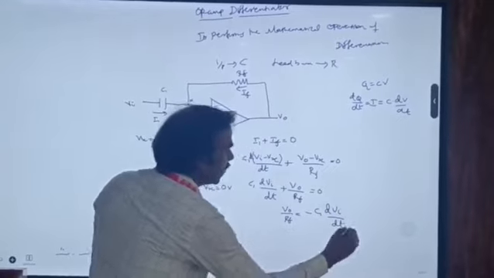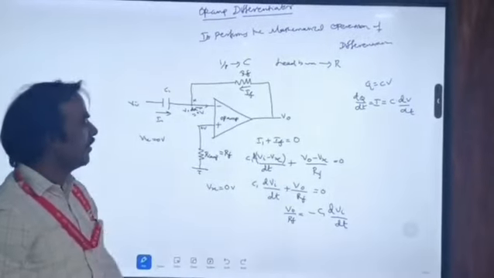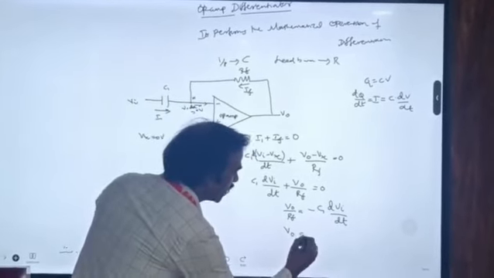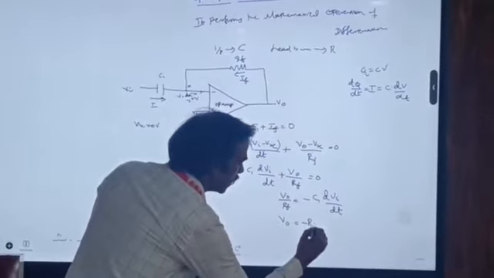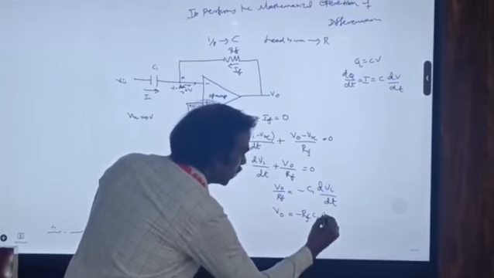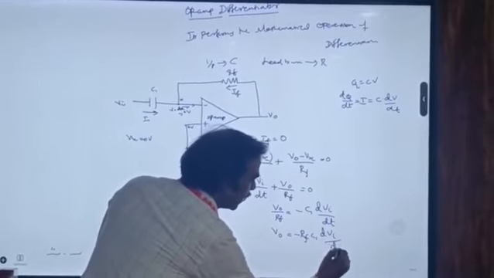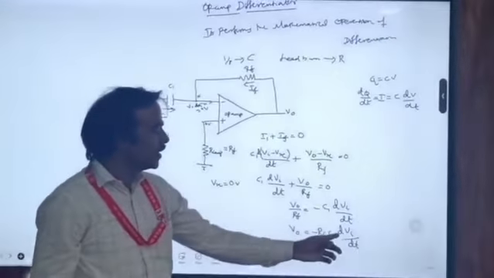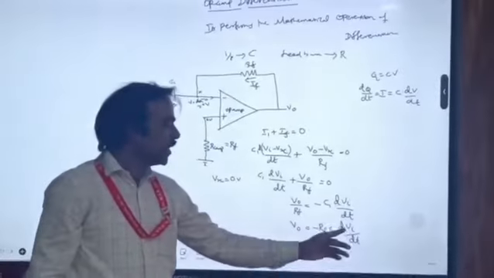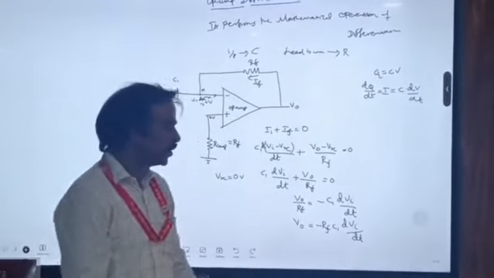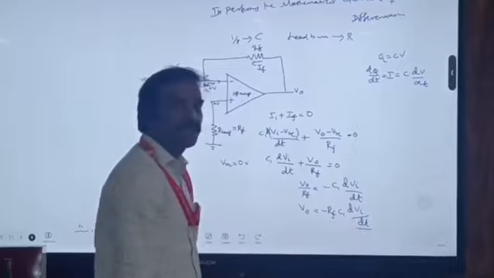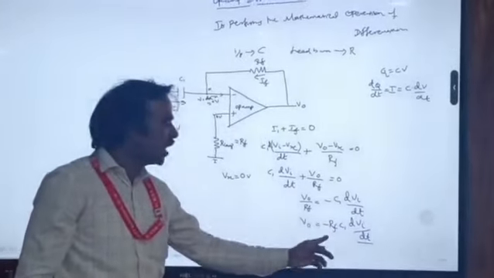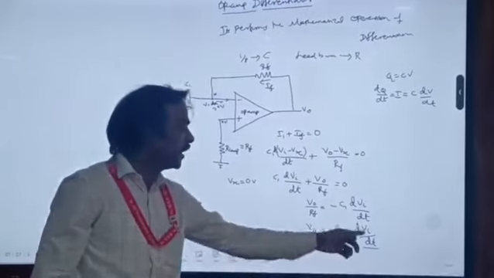So we can write V naught divided by R is equal to minus C1 into dVi by dt. Finally we can write V naught is equal to minus RF into C1 into dVi by dt. So RC is the constant here. So the output is the derivative of the input, multiplied by RF and C1.